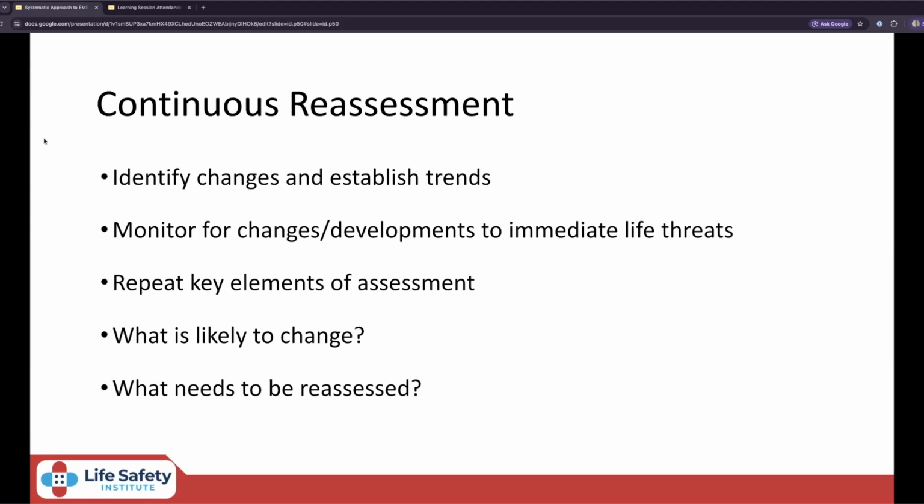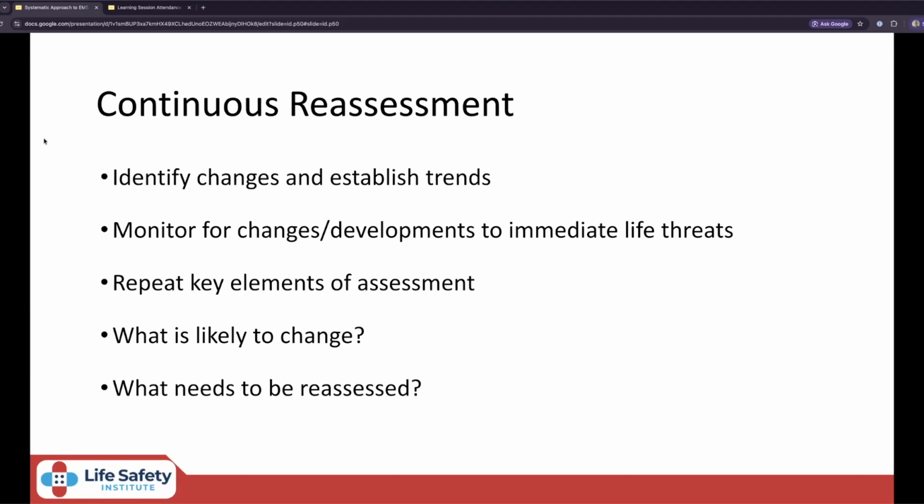Repeat your key elements of your assessment, your ABCs, continuously, right? We're checking vitals as needed. If we've done an intervention, check it. If I found that you had a broken arm and I splinted that arm to make it more comfortable for you and reduce any further injury, how's that splint doing? Is it still working? Actually, it kind of slipped. It's not quite working. Okay, well, let me recheck CSMs. Let me fix the splint, right?